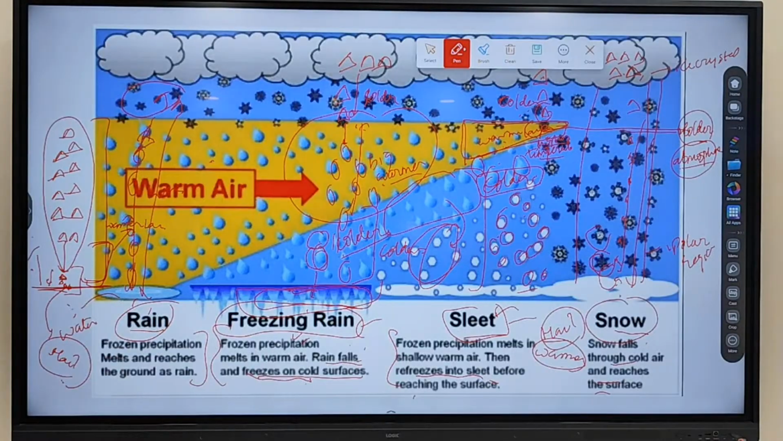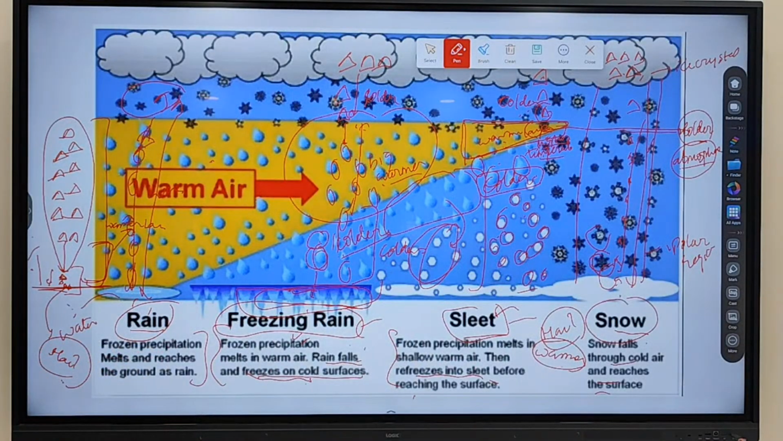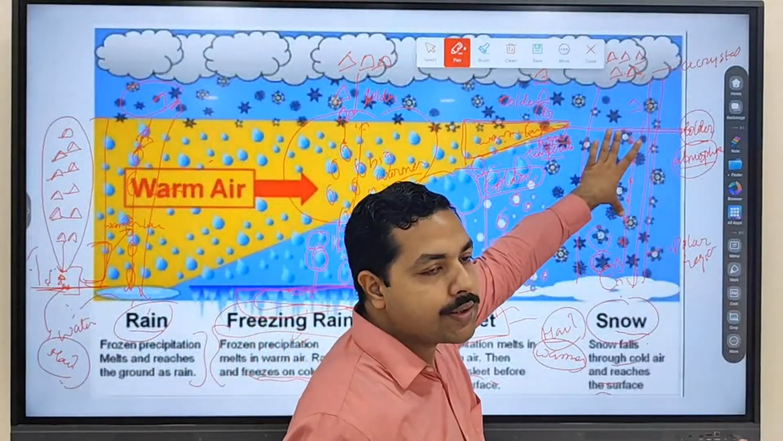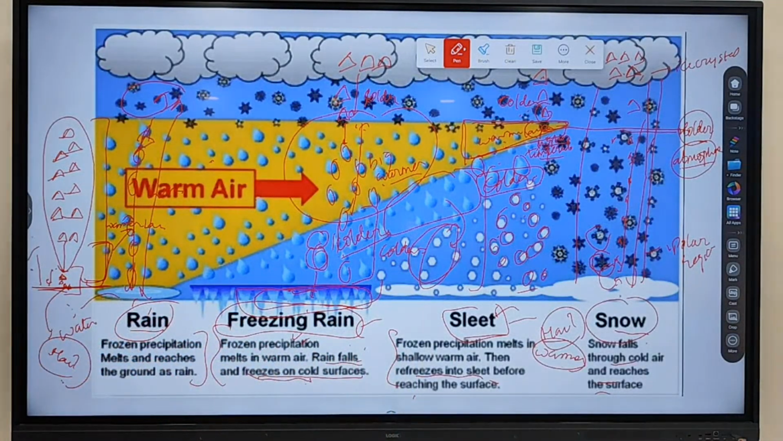If a question comes, what is the difference between snow and hail? What difference will you say? Hail occurs when clouds are formed near the surface, and the ice crystals are traveling through which type of layer? Warmer layer. While snow occurs when ice crystals are traveling through the colder layer. Fine. So that difference lies between snow and hail.